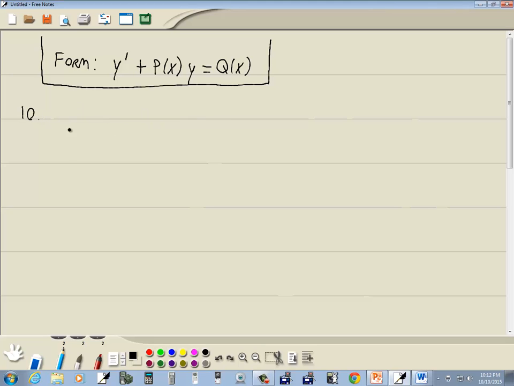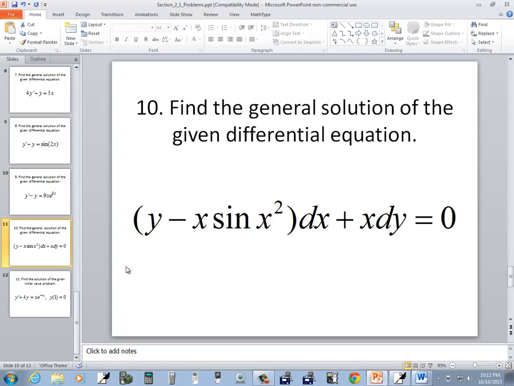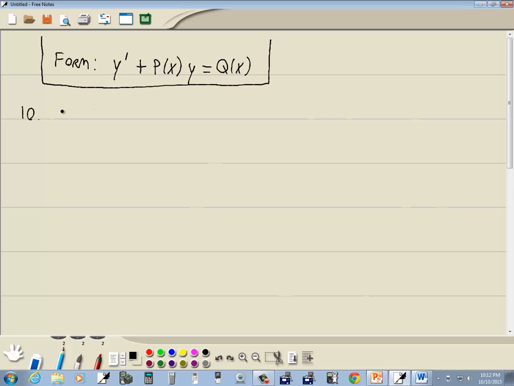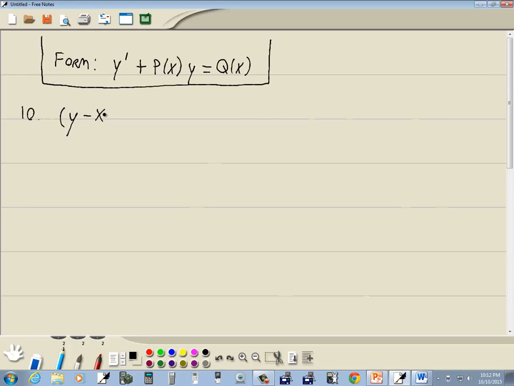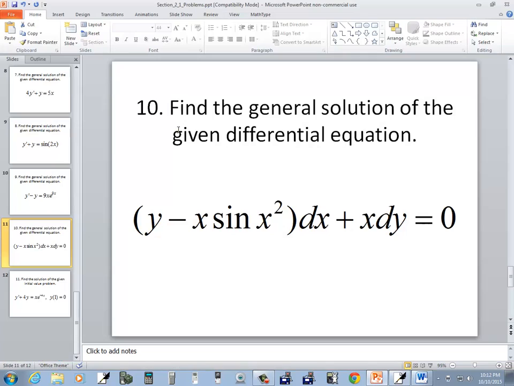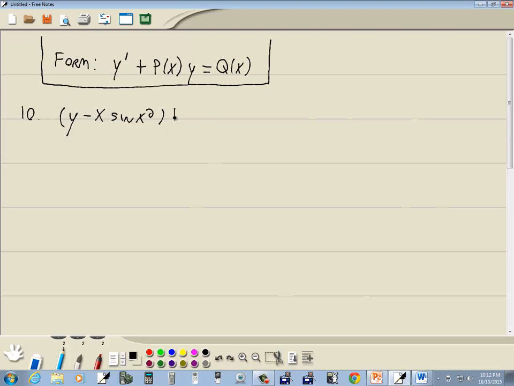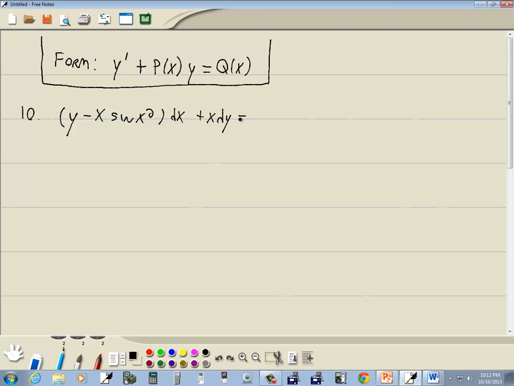And let's take a look at problem number 10. We got (y minus x sine x squared) dx plus x dy is equal to 0. And this is not in the right form. It is really off. So let's do step 1 here.